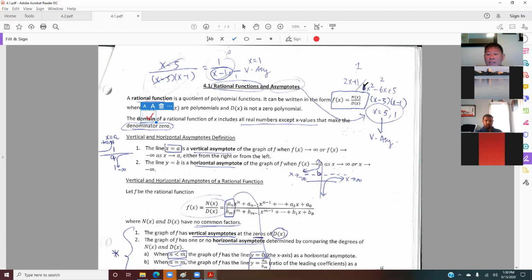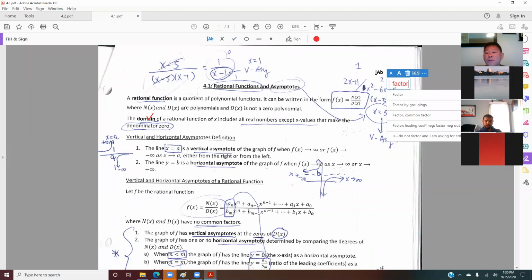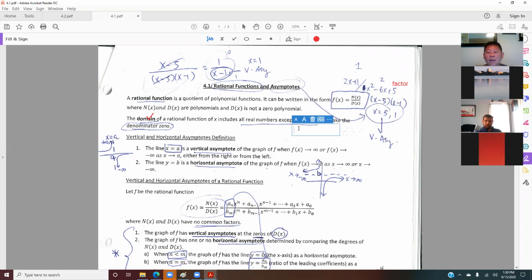For example, if you have a rational function (2x + 1) over (x squared minus 6x plus 5), you are required to factor this. Once you factor this, you make it equal to 0 and solve for x, and you get x equals 5 and 1. So your domain in this case will be all real numbers except x equals 5 and x equals 1. This is how you figure out your domain in a rational function.